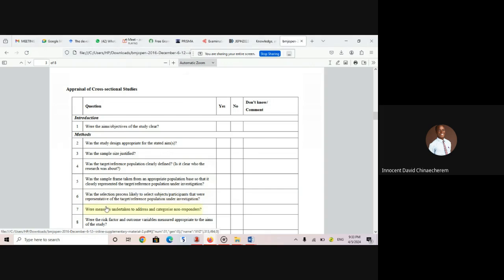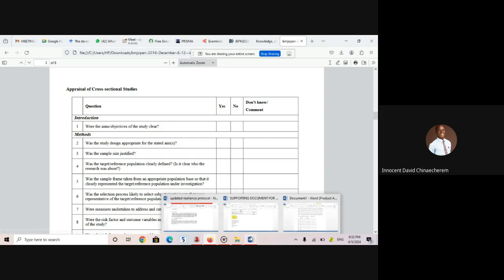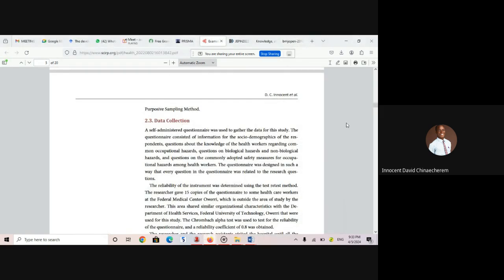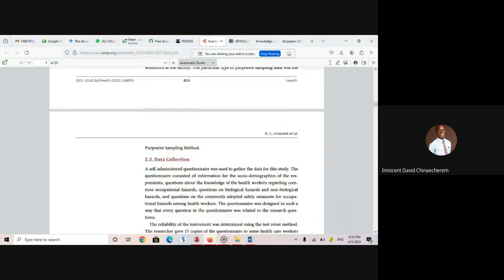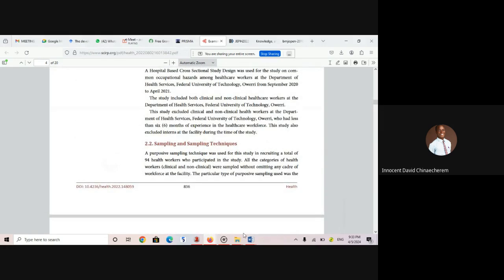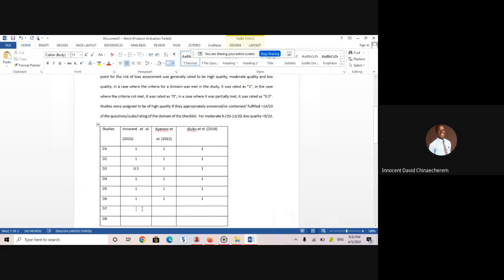So we move on also. Were measures taken to address and categorize non-responders? Now, what this means is that usually when you're calculating sample size, you calculate for attrition bias, what we call the non-response rate. So now we need to check it out. Already in my paper, it was not, because I sampled everybody. So that is going to be scored 0. In my paper, it is going to be scored 0.